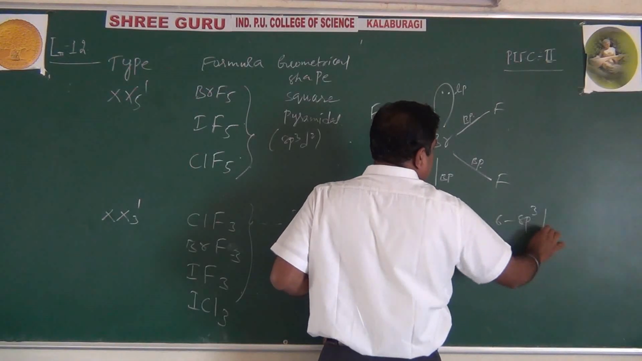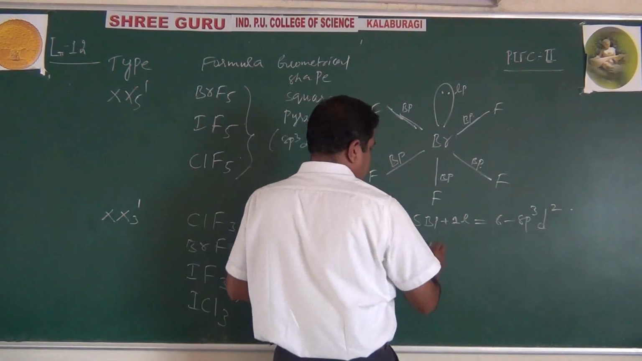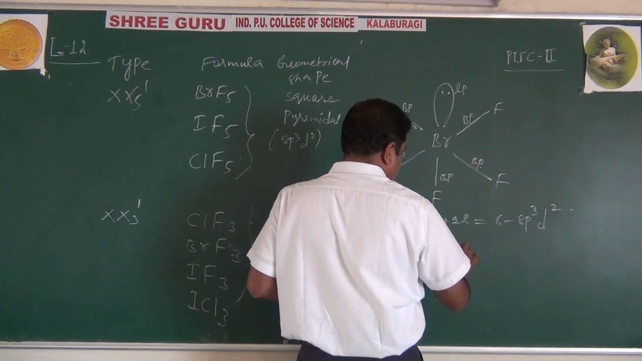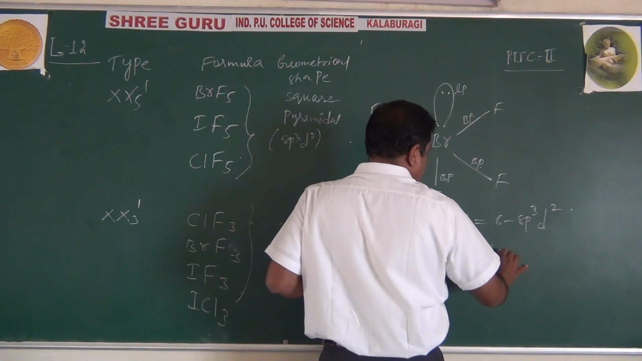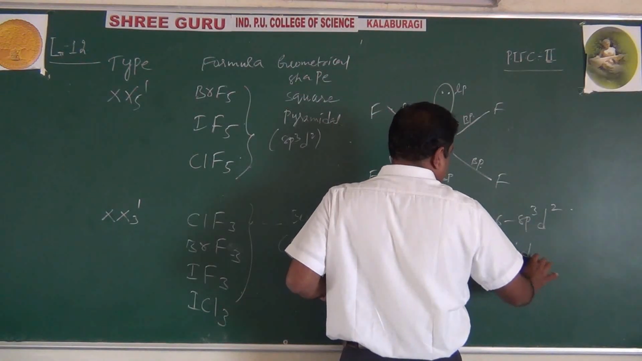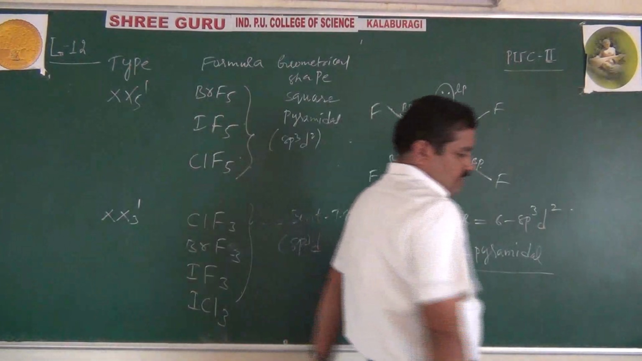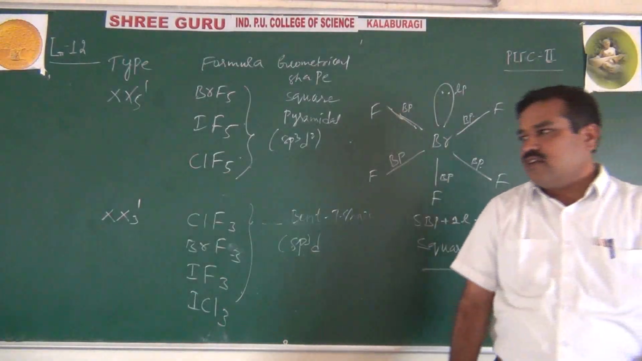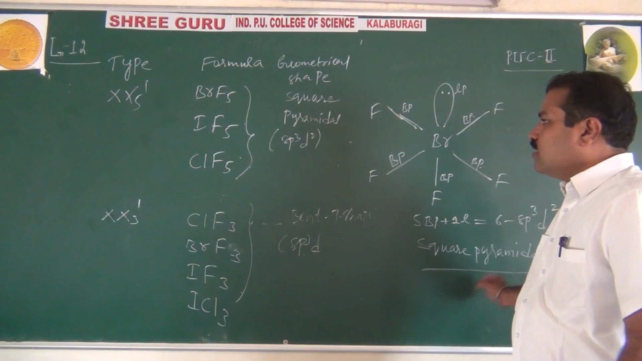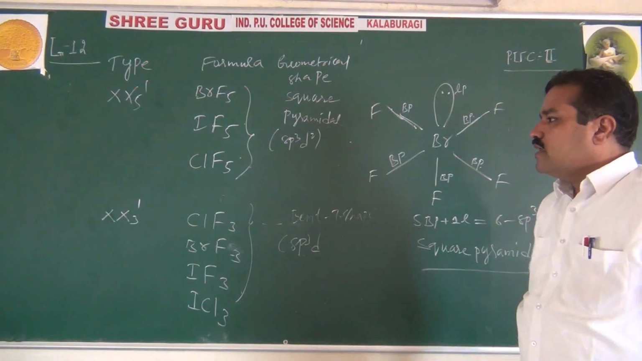So sp3d2, but what is the shape? Square pyramidal. Due to 1 lone pair, due to repulsion, this actually should be octahedral, but a distorted octahedral is what? Square pyramidal. That is XX5 dash.